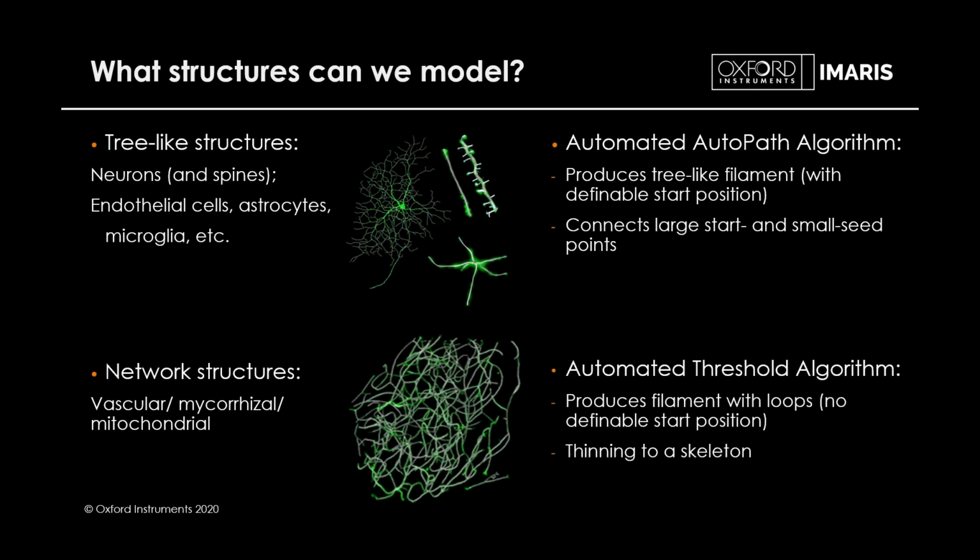And the second automated algorithm that is available in Imaris is the threshold algorithm, where it produces filaments with loops. Again, when there is no definable start position, as in our network structures example. The idea there is that we would create a mask using a certain intensity threshold, which is then thinned down until we're left with a single center line or a skeleton. And today I will go over these two algorithms, and I will show you exactly what that means and how that looks.